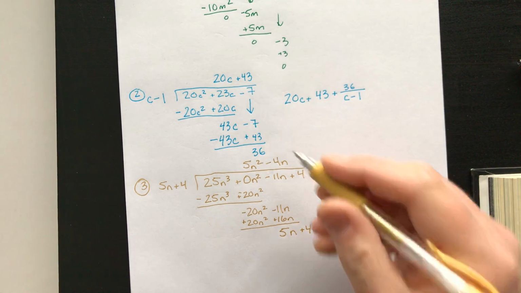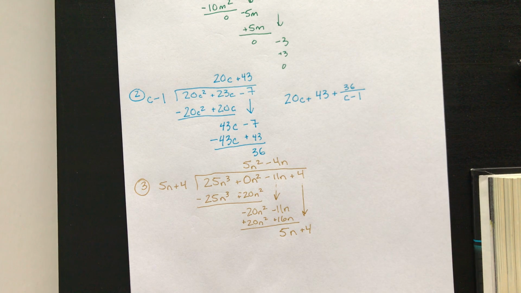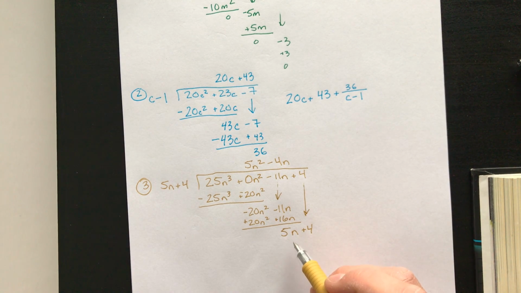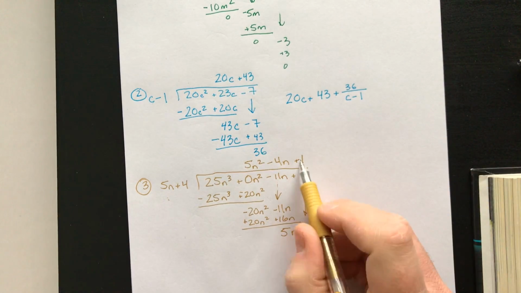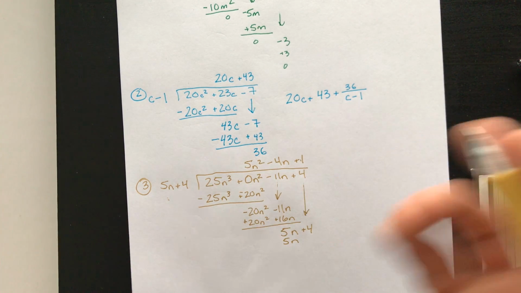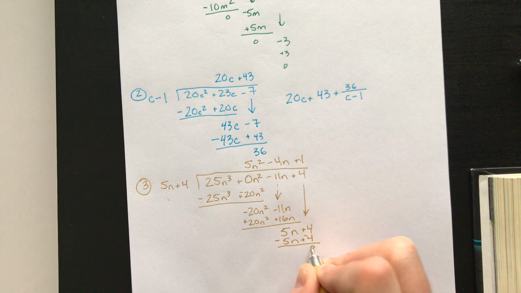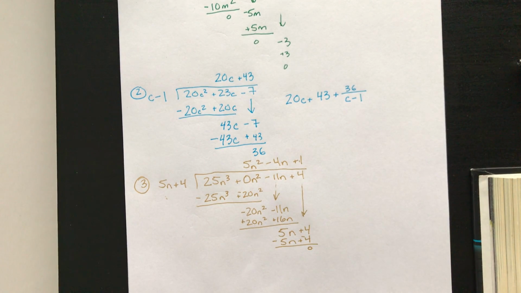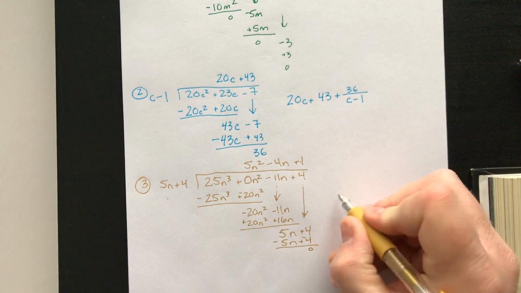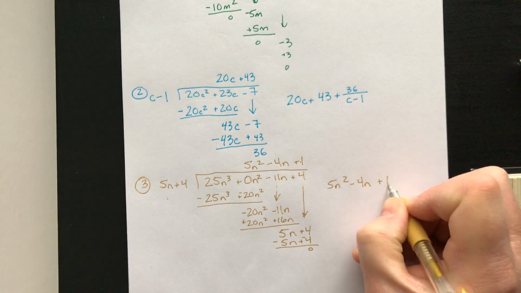All right? Remember, we're just constantly bringing these terms down. So what times a 5n will give us a 5n? Well, that's a 1. 1 times 5n is 5n. 1 times 4 is 4. Change the signs. This all goes to 0. We do not have a remainder, so our final answer is just 5n squared minus 4n plus 1.